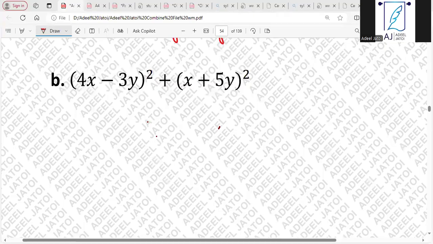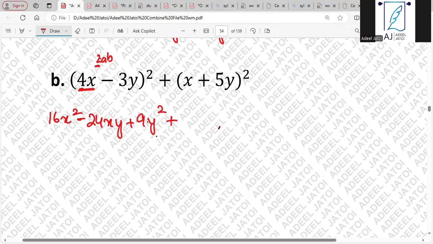Okay, let's work out this part B. So we're going to open this as what? 4x will be opened as 16x square. 2ab will be in between, minus 2 4s are 8, 8 3s are 24. So this would be minus 24xy. Then we have 9y square, right? Plus x square, 10xy and plus 25y square.